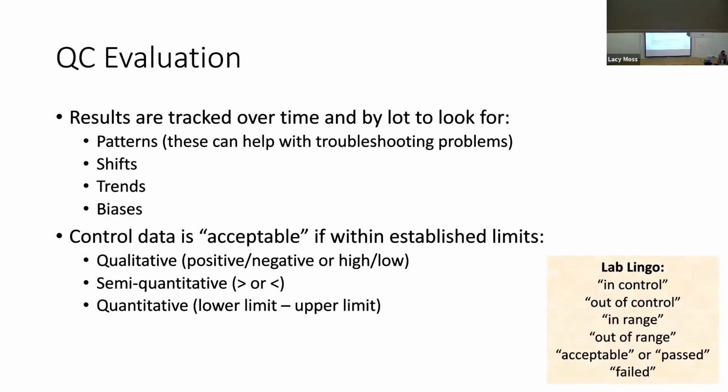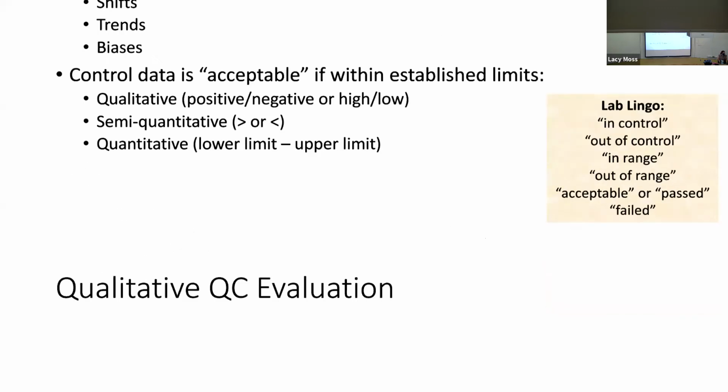All right, so some lab lingo. There are multiple ways to say that QC has passed. We can say it's in control, it's in range, it's acceptable, it's passed, all good. And for something that has failed, you can say it's out of control, out of range, it's failed. For me, you say it's gone wackadoo. So there's lab lingo they should be aware of.